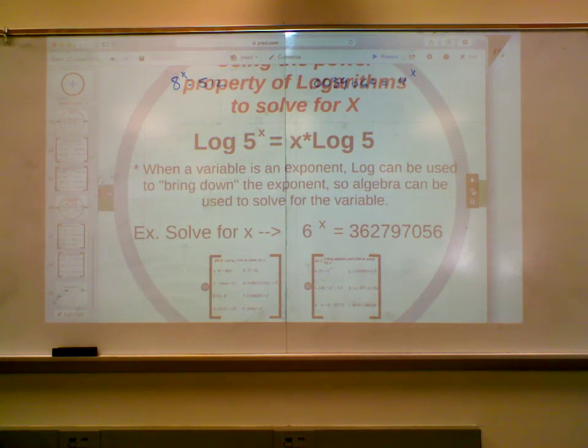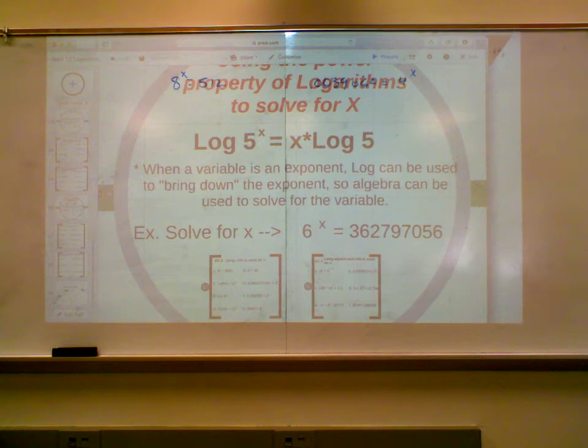Okay. We still don't know what x is. We still got to solve for x using algebra. But it lets us get the x to a spot where we can solve for it. I can't solve for it as an exponent unless I'm in trial and error. Right? And trial and error won't always work. Okay? So we good on this?